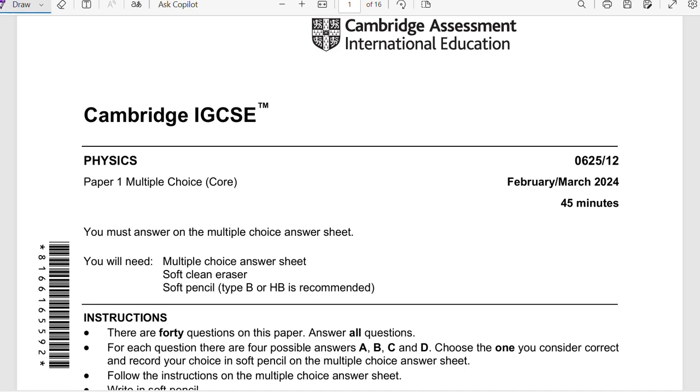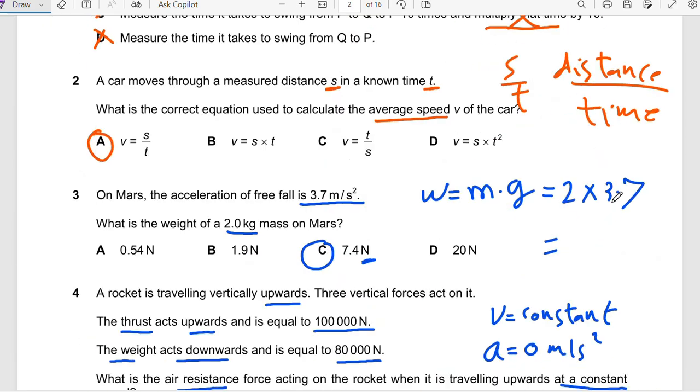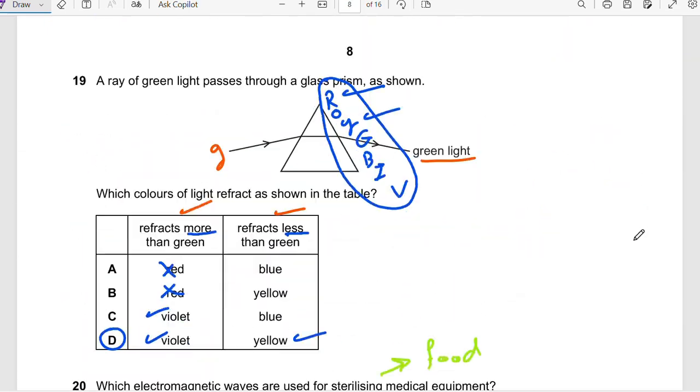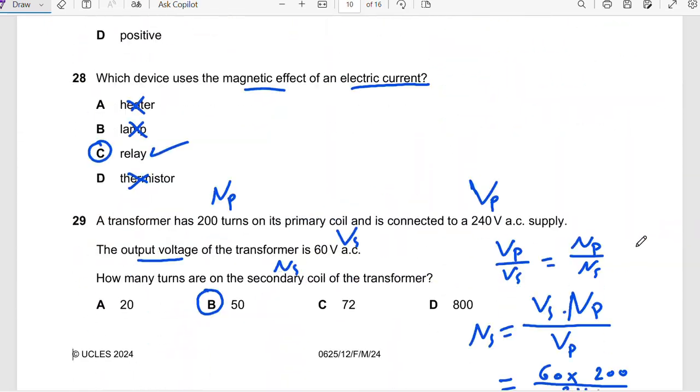This is part 4 of solving paper 1 multiple choice number 12 February-March 2024. In the previous 3 videos we finished until question 30. Today we're going to complete from 31 till 40, okay?